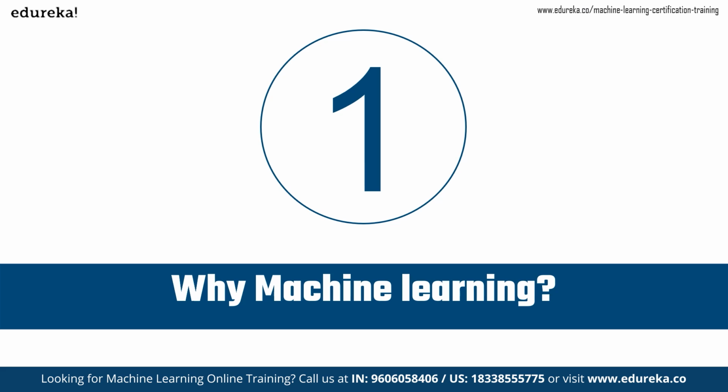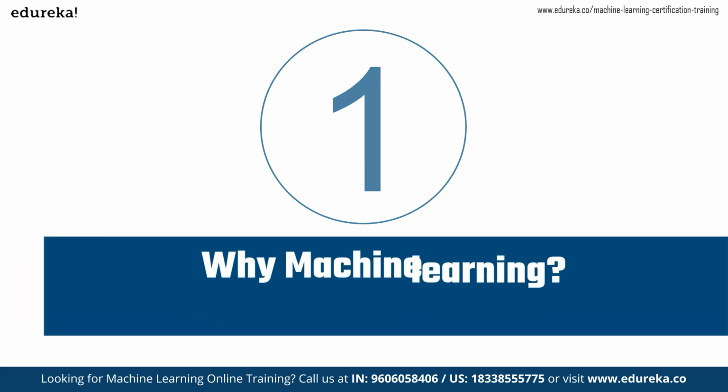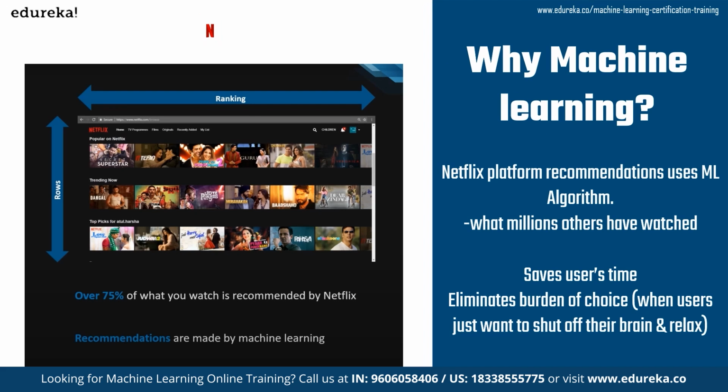Firstly, we will take a look at the reason why machine learning has become so popular. Here we will see some of the applications of machine learning implemented by companies such as Netflix, Amazon, Google, Tesla, and so on, so that we can figure out the main reasons why machine learning has been adopted so readily by the whole world. So let's take a look at the first example, Netflix.